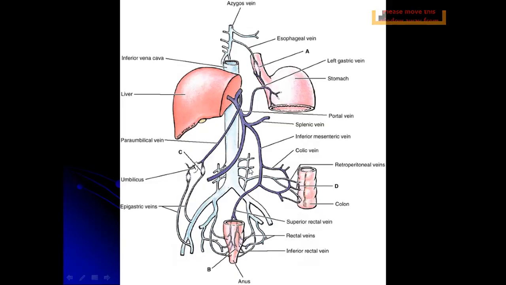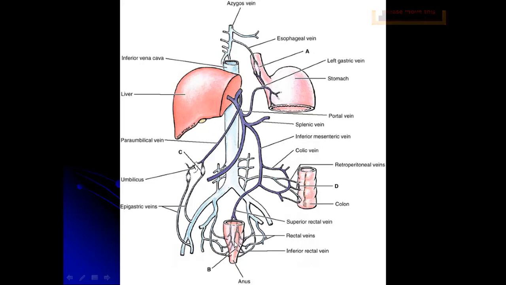For such portocaval anastomoses, you see different letters like A, B, C, D given. A is the anastomotic network at the esophagus, where the left gastric vein, a tributary of the portal vein, has an anastomotic network with the esophageal vein, which actually drains into the azygous system of veins. So this is portocaval anastomosis, one at the esophagus.